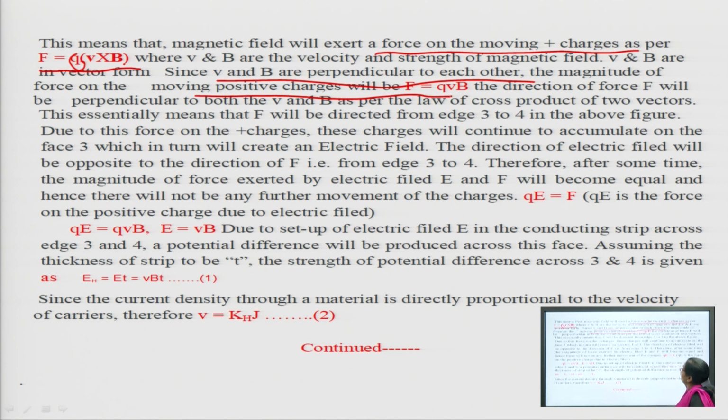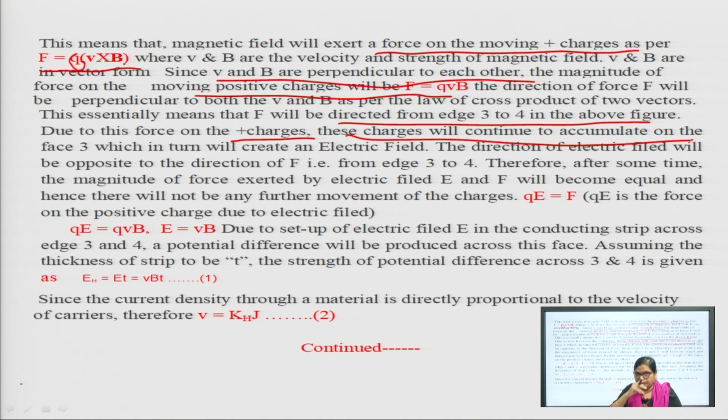The direction of force will be perpendicular to both V and B. The important parameter is the direction of force. If you do not consider the direction or perpendicularity, it will not generate the voltage. So we can consider the direction from point 3 to 4, as discussed in the earlier figures. Due to the force on positive charges, these charges will continue to accumulate on face 3.